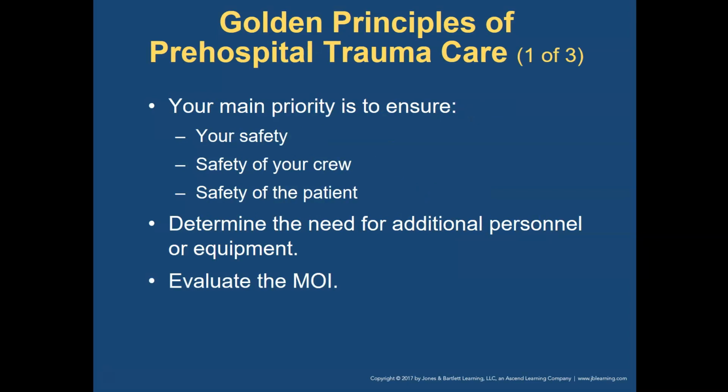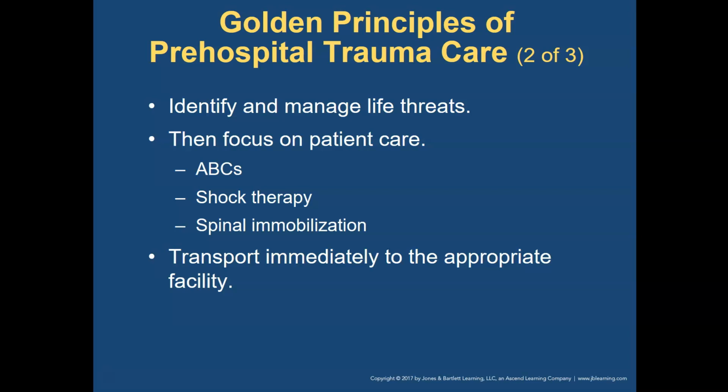Now, golden principles of pre-hospital trauma care. So we want to think about some things. Our main priority, nothing has really changed here, right? Safety first. So your safety, safety of the crew, safety of the patient. That's still our main priority. Determine the need for additional personnel or equipment, and then we want to look at the MOI, mechanism of injury. Identify and manage life threats. Everything's still going on the same.